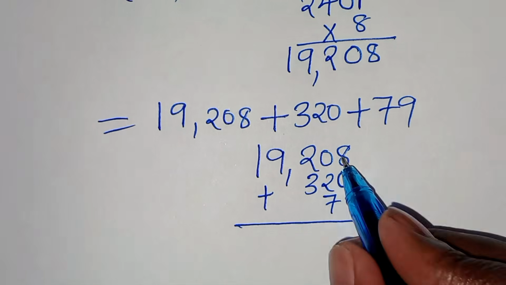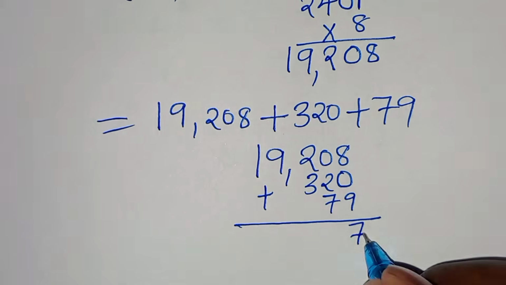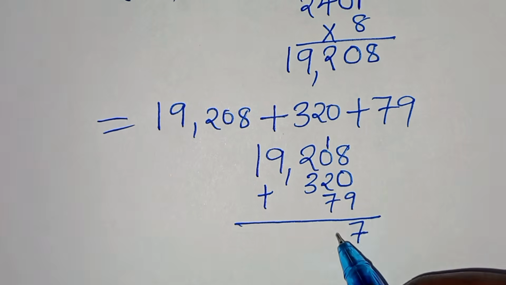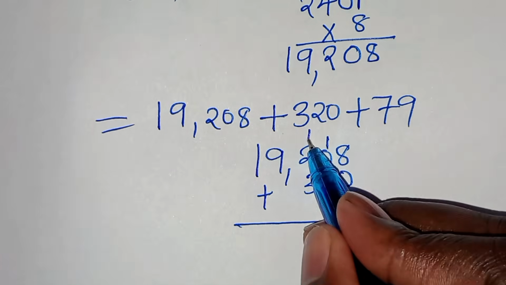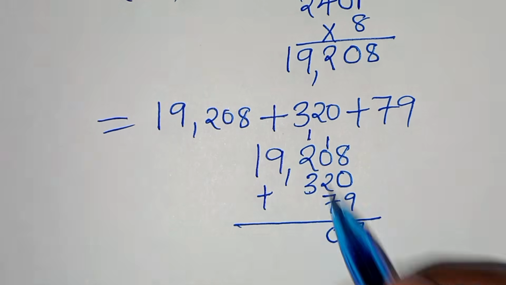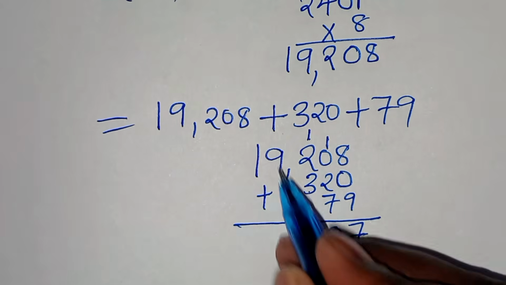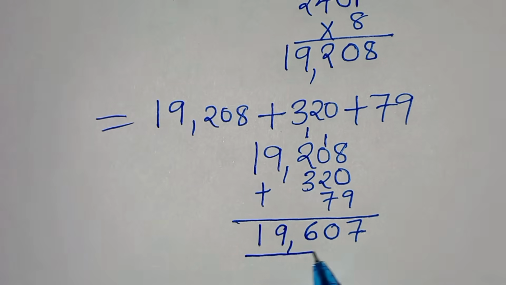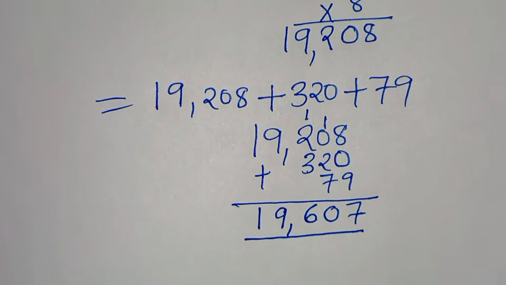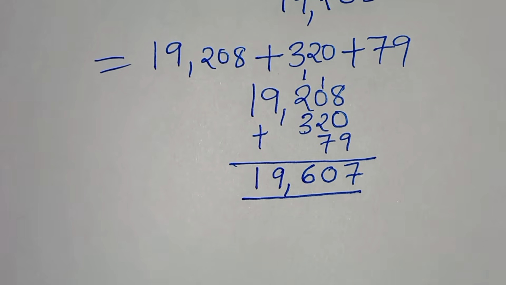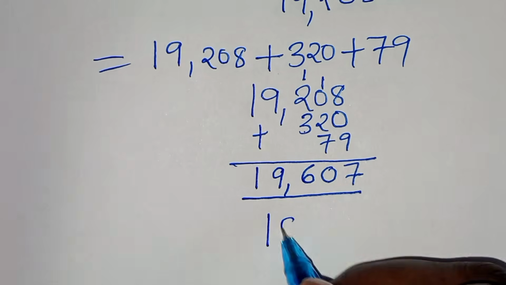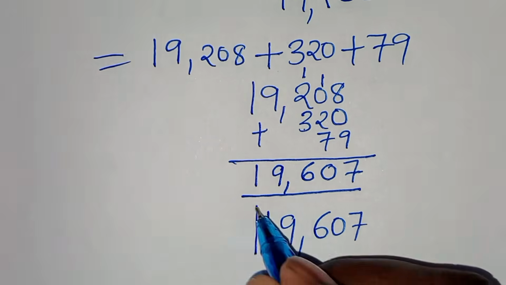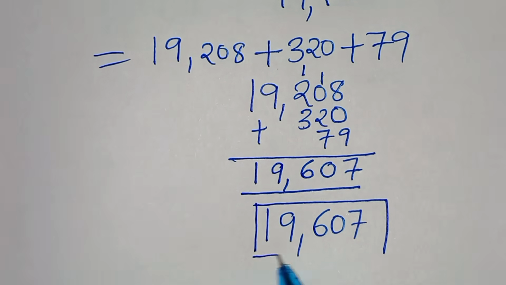So we have 9 plus 8, this is equal to 17. 7 carry 1 here. Now we have 7 plus 2, this is 9 plus 1, this is 10. So 0 carry 1 here. 3 plus 2 is 5 plus 1, this is equal to 6. Then here we have 9 and 1. So this is 19,607. So we have the solution here, which is 19,607. So this is the solution to this math problem.